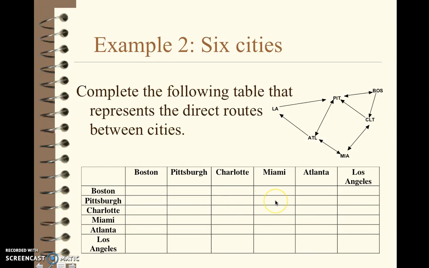Then what about Pittsburgh to Miami? No, there's no direct route there. Pittsburgh to Atlanta there is, and Pittsburgh to LA, again, one-way arrow, no, we can't do it. Charlotte to Boston, can we do that? No, one-way arrow, isn't it? All right. Charlotte to Pittsburgh, yes, we can do that one. Charlotte to Charlotte, no. Charlotte to Miami, we can do that. Charlotte to Atlanta, there's no direct route there. And Charlotte to LA, no.